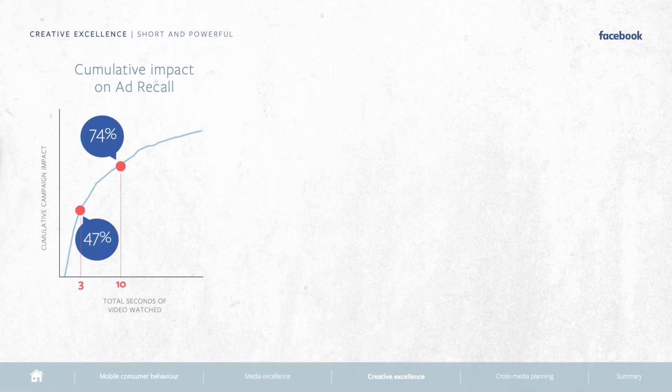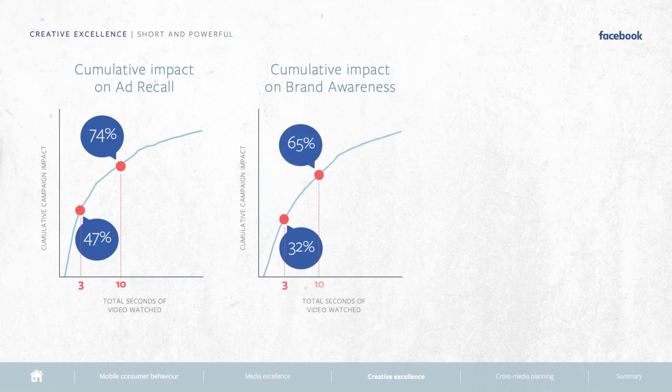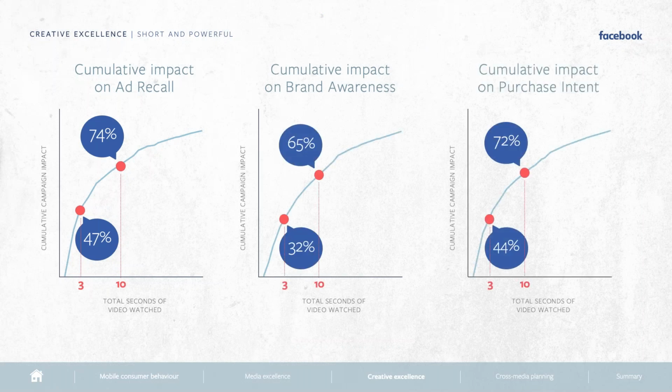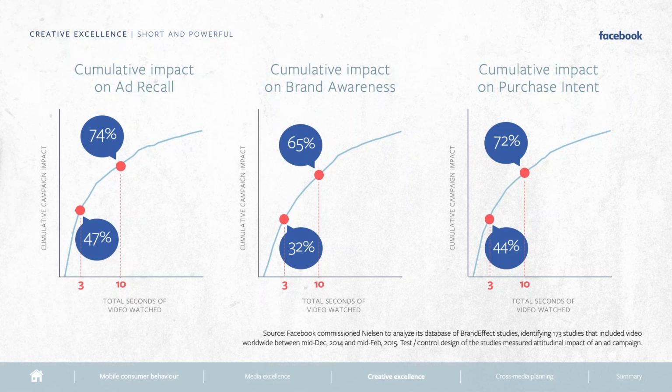A Facebook commissioned Nielsen study looked at how the cumulative impact from several video campaigns is spread out over the course of different view lengths. When looking at ad recall, an average of 47% of the cumulative impact came from people that watched the video for 3 seconds. Same thing goes for brand awareness and purchase intent, with 32% and 44% respectively. What's important to state here is that these video campaigns were not mobile optimized. So it's a huge opportunity on the table to increase this impact by starting to think about how to utilize these first few seconds in an optimal way.